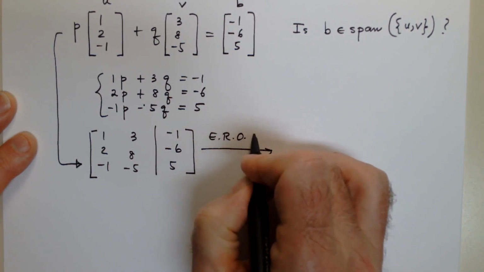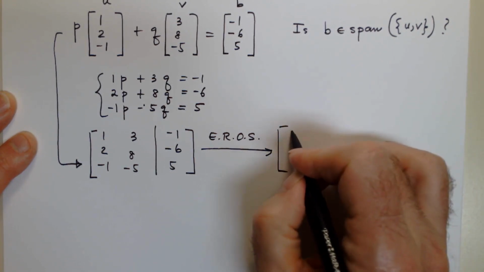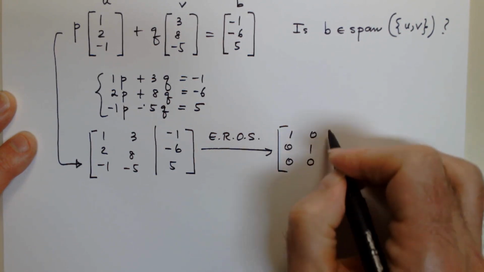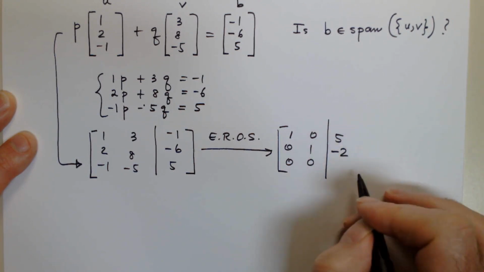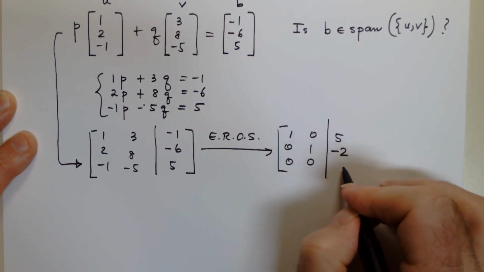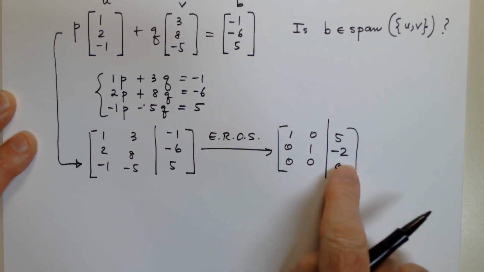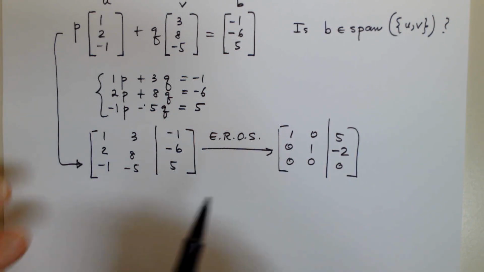And this was reducible to 1, 0, 0, 1, 0, 0, 5, negative 2. And this is the important entry now. It turned out to be 0. And that's good news because this is a consistent system of equations. That is not an inconsistency, and we can easily interpret this answer.